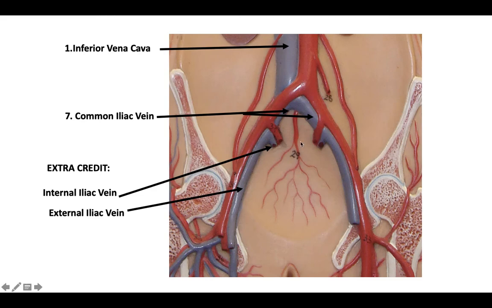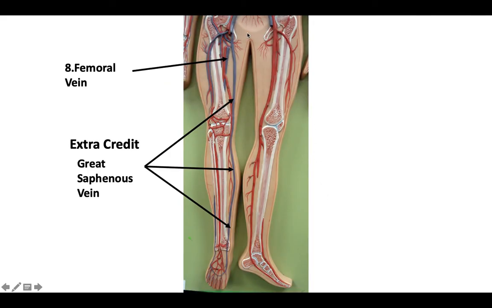FYI, the arteries would be called the same thing. So this would be the internal iliac artery, and this would be the external iliac artery. As the vein enters the leg, we call it the femoral vein. Okay, so you can see a nice little picture here. And then also the vein splits and goes all the way down, and for extra credit, it's called the saphenous vein. So if you want to learn that for extra credit, you can.